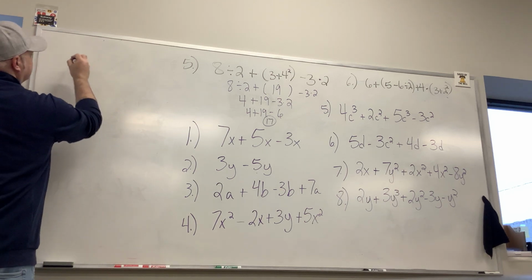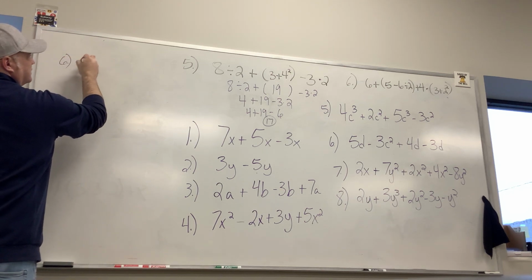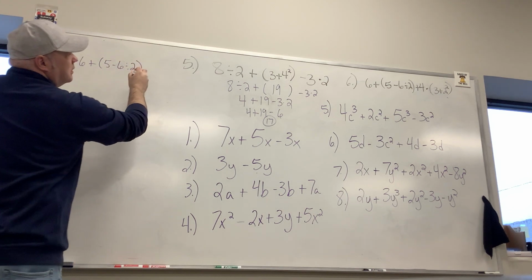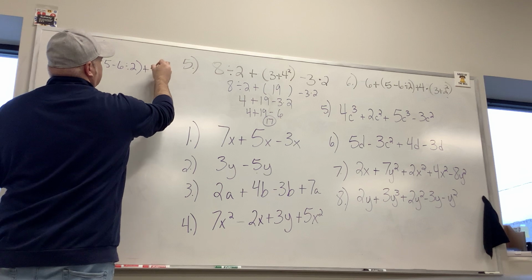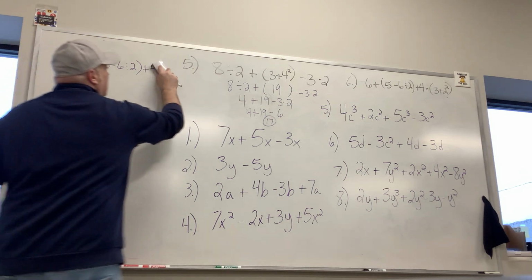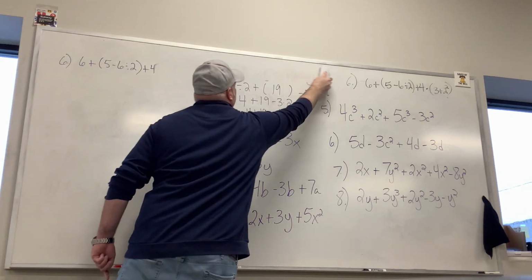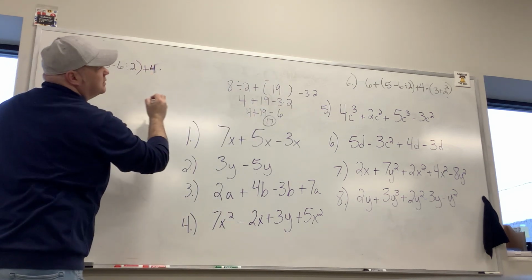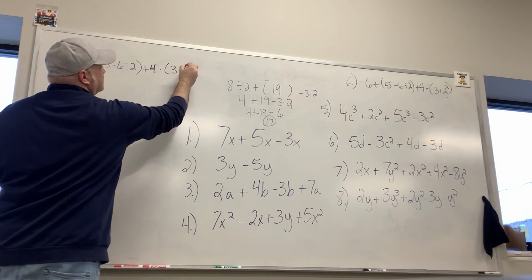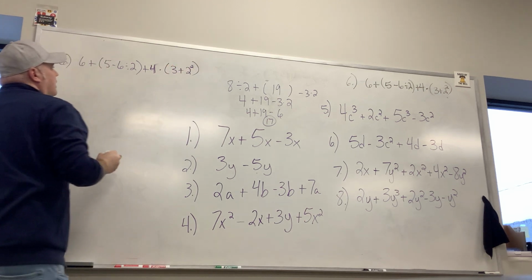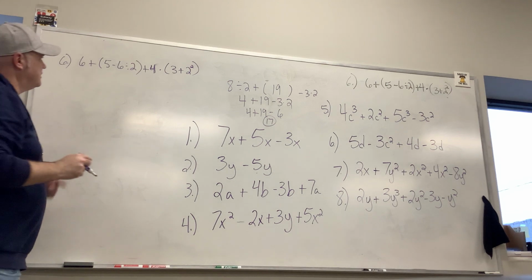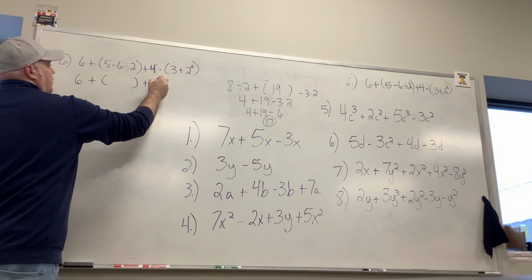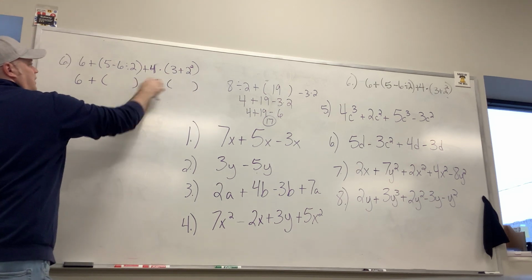So you've got number 6: 6 plus 5 minus 6 divided by 2 plus 4 times 3 plus 2 squared. Okay, so I can work in both parentheses simultaneously, inside the parentheses on both of these, and do them at the same time.